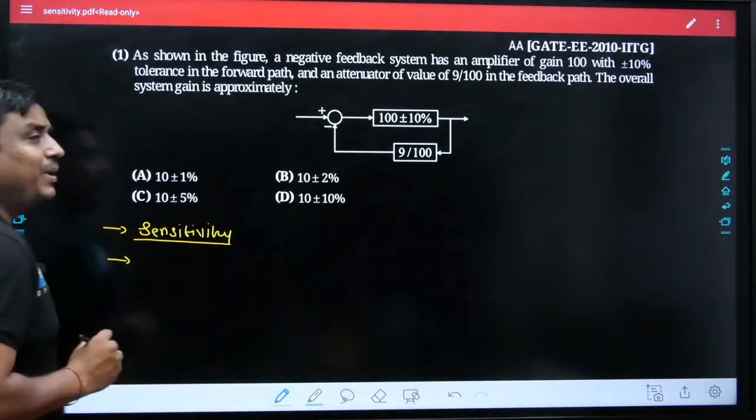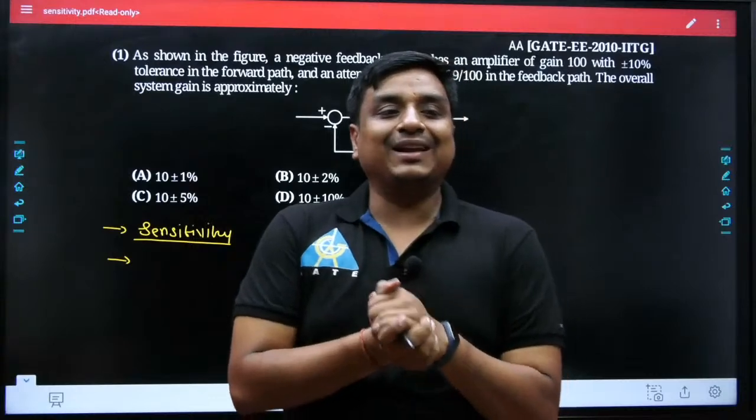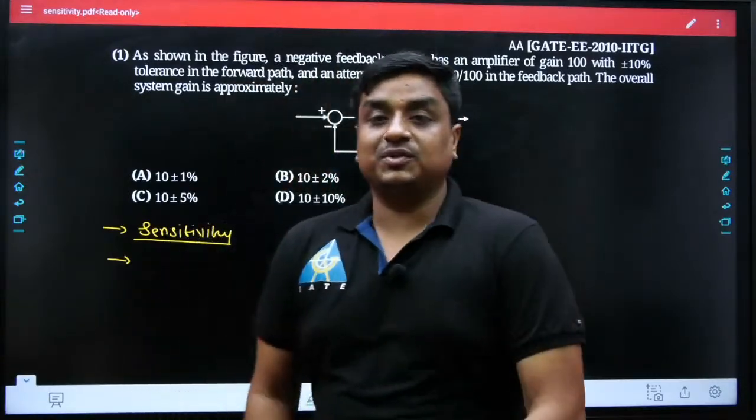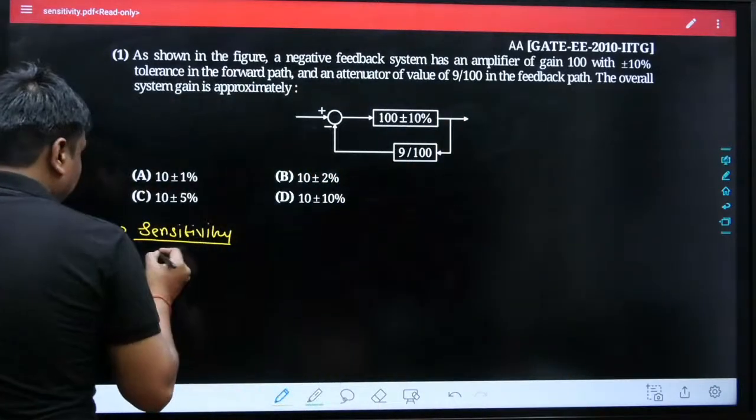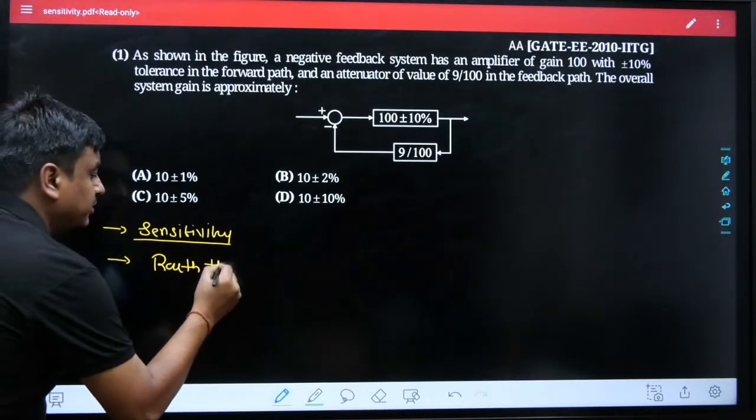There we would be analyzing the stability of the system, and the tool which we would be using for analyzing the stability of the system is nothing but the Routh-Hurwitz. That means we would be discussing the Routh-Hurwitz.